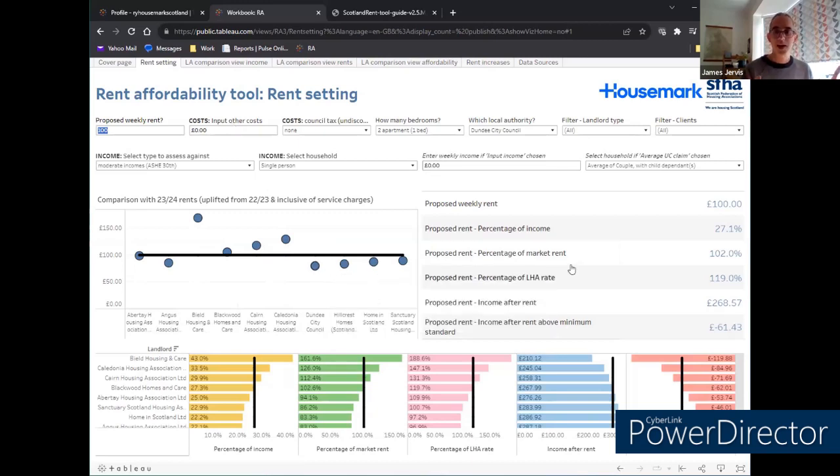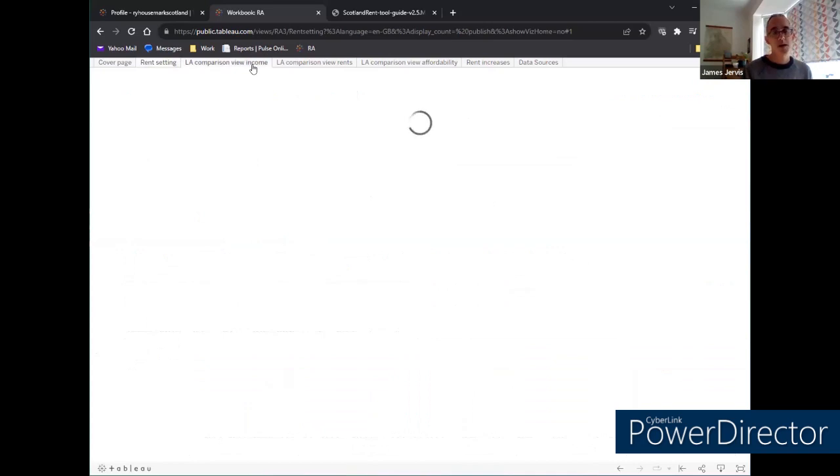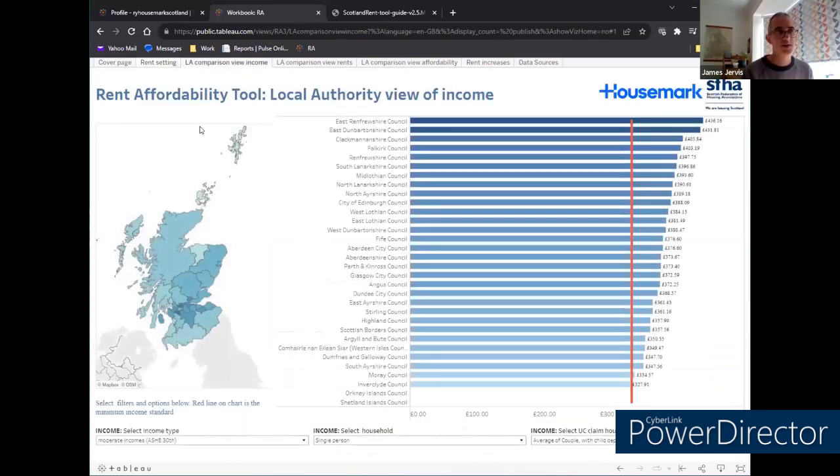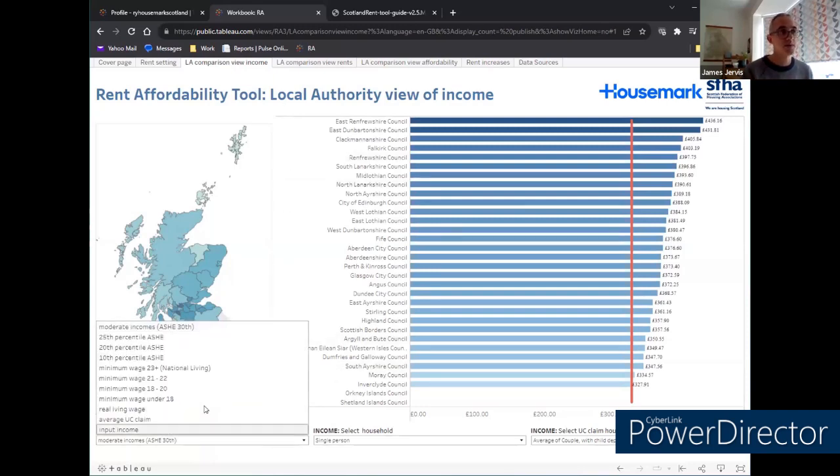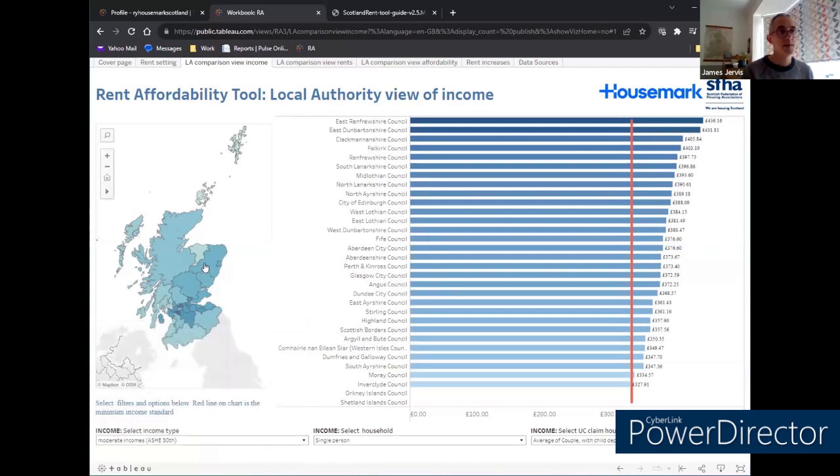But that was kind of how I wanted to try and break down the tool and make it as straightforward as possible. As Kirsty says, there are other tabs. These primarily are just taking components from the affordability assessments and just splitting them down by theme almost. So you can start to look at the income data, what does that look like across Scotland, across the local authorities in Scotland. And you can choose different income types. Look at ASHE, you could look at minimum wage, you can look at a typical universal credit claim, and then it'll update the map accordingly.